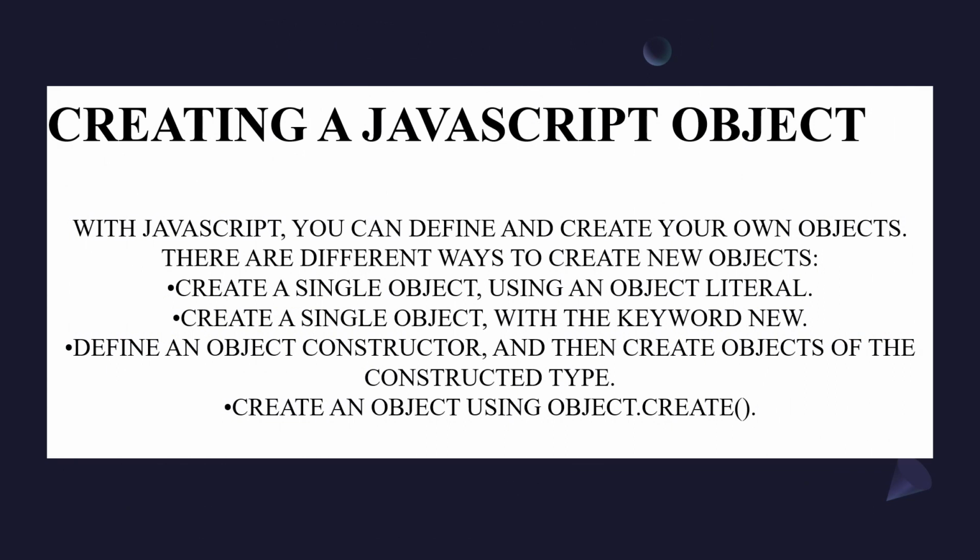Creating a JavaScript object. With JavaScript, you can define and create your own objects. There are different ways to create new objects. Create a single object using an object literal. Create a single object with the keyword new. Define an object constructor, and then create objects of the constructed type. Create an object using Object.create.